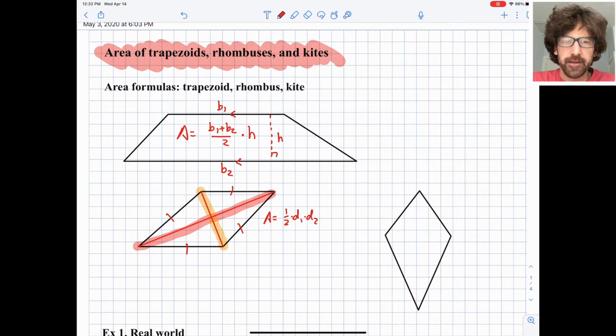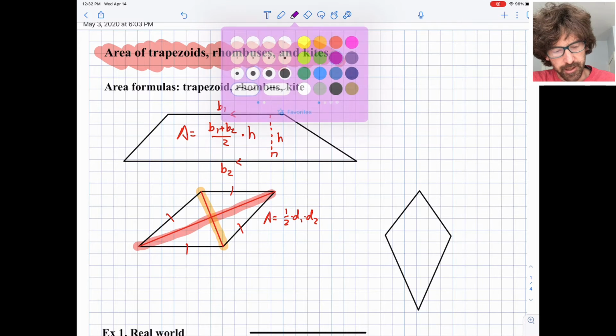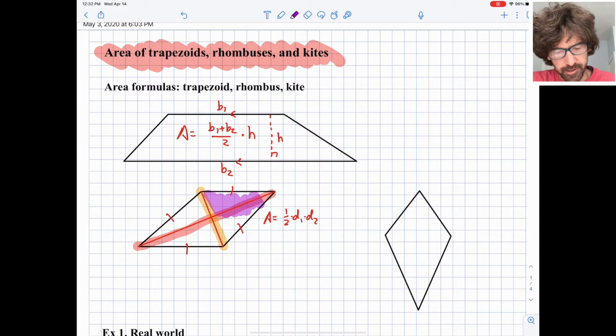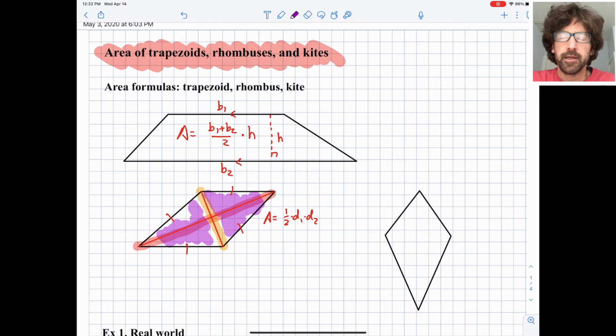You can think of these two diagonals as dividing the rhombus into two triangles. So we have this triangle and then separately this other purple triangle. And that's where the 1/2 really comes from. Okay, so 1/2 times the product of the two diagonals.